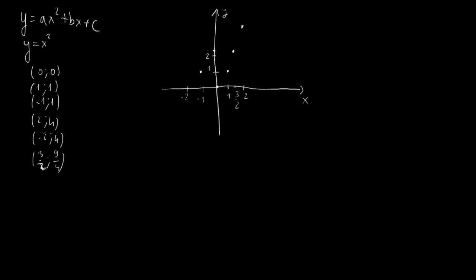are also points of the parabola, of the graph. Now we can connect them with a smooth line, and this is going to be our y equals x squared parabola.